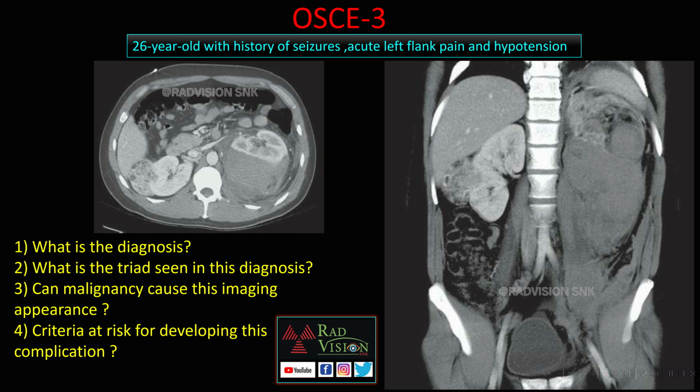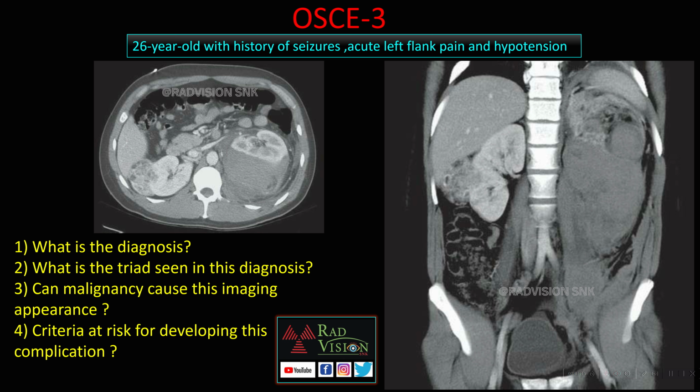Next, 26-year-old with history of seizures, acute left flank pain and hypotension. Here you can see there are heterogeneously enhancing lesions noted in the kidney with few fat containing areas. Here also you can see these are the fat containing areas which are seen in bilateral kidneys, and there is a heterogeneously hypodense lesion also noted extending from the kidney into the abdomen and also into the left iliac fossa and also extending along the left psoas muscle.